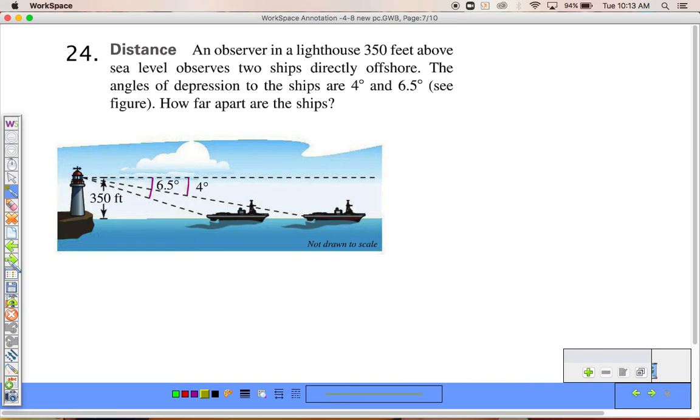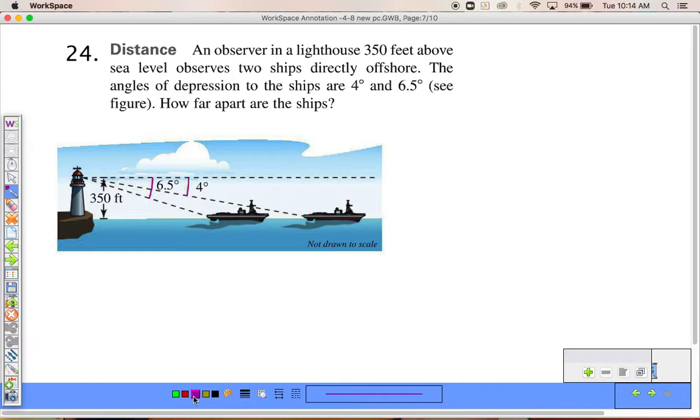All right, this one's a little different. We got 2 situations. We have to make it work. All right, an observer in a lighthouse 350 feet above sea level observes 2 ships directly offshore. The angles of depression to the ships are 4 degrees and 6.5 degrees. How far apart are the ships? All right, so here's our picture. A picture like this they're going to give you. But what we're going to do is draw on it. So do the best to draw this picture. Pause it if you need to.